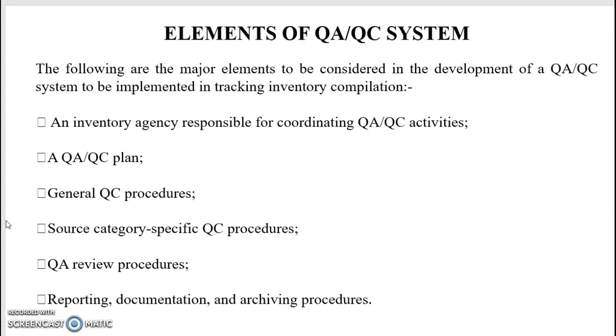Let's move to the next slide, which contains elements of quality control and quality assurance system. The following are the major elements to be considered in the development of a quality control and quality assurance system to be implemented in tracking inventory compilation. First, an inventory agency responsible for coordinating QC/QA activities. Second, a QC/QA plan, general quality control procedure, source category specific quality control procedure, quality assurance review procedure, and reporting, documentation and archiving procedure.